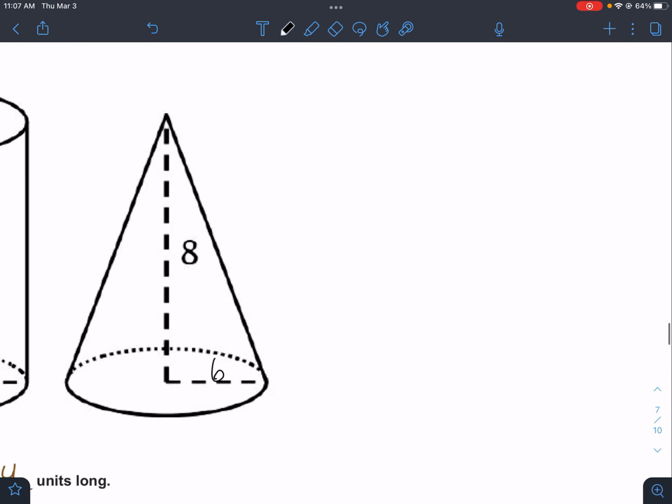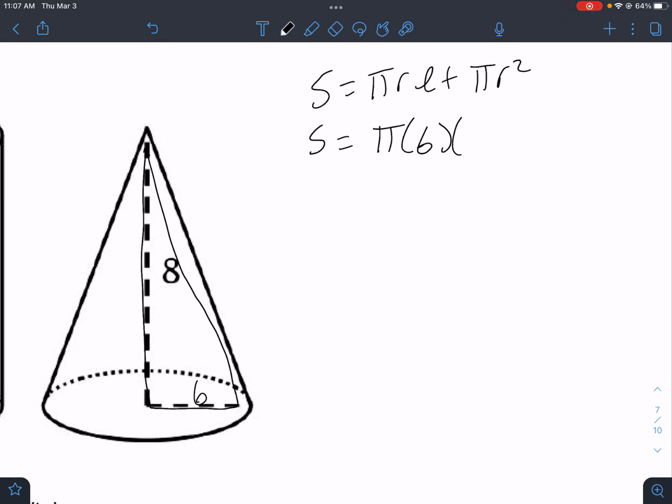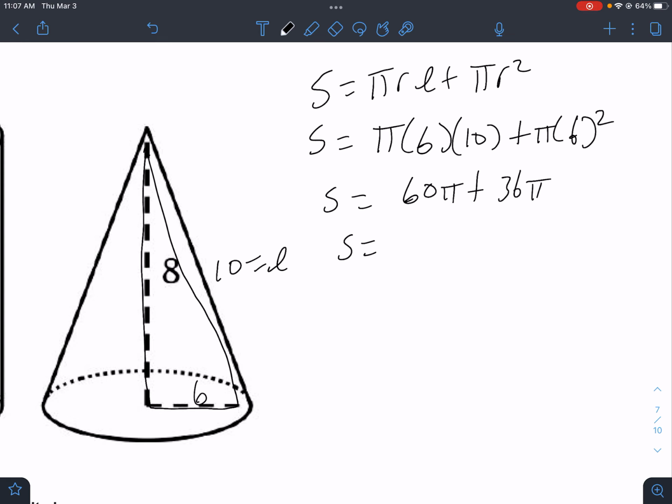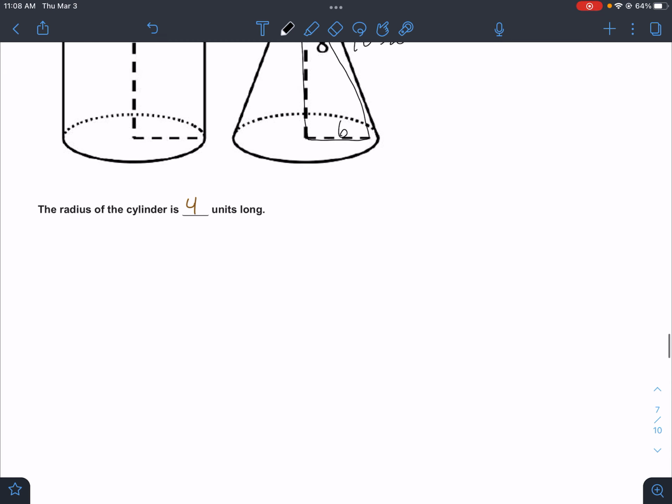So we need to find the surface area of the cone, which is pi r L plus pi r squared. That is pi times 6, L. This is a right triangle, so this would be a 6, 8, 10, and that's my slant height. Pi r L plus pi times 6 squared. So that's 60 pi plus 36 pi. So this is 96 pi.